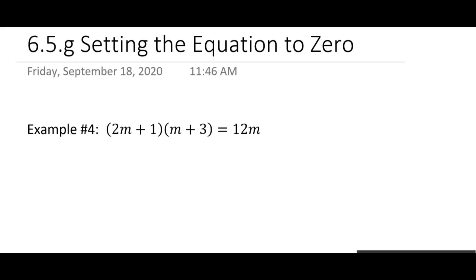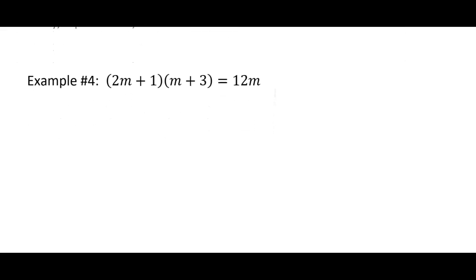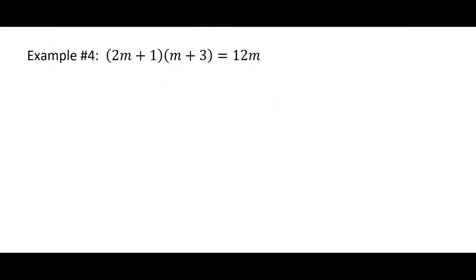I had mentioned when we talked about this step, setting the equation equal to 0, that sometimes that's a little tricky, and this is an example. And it looks like, oh great, the left-hand side's factored. Well, the left-hand side is multiplication. The problem is the right-hand side isn't 0. So what we need to do is multiply this out.